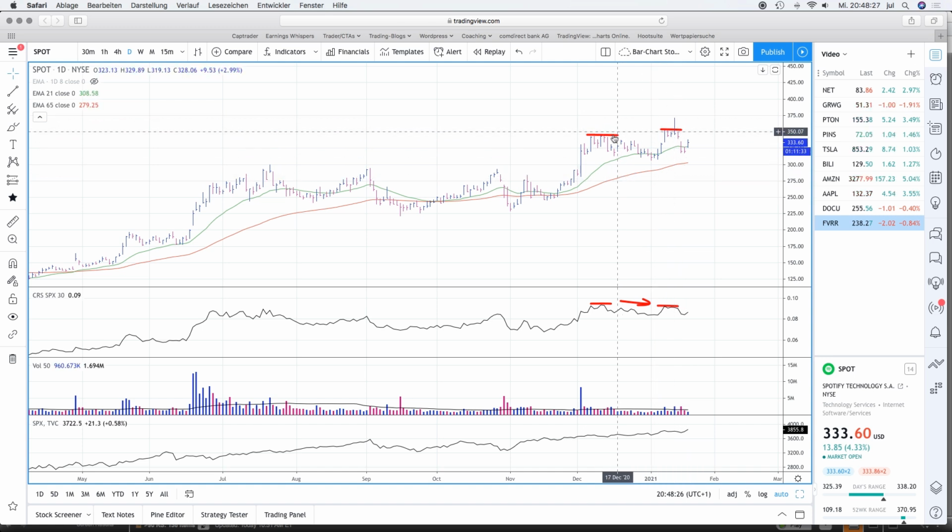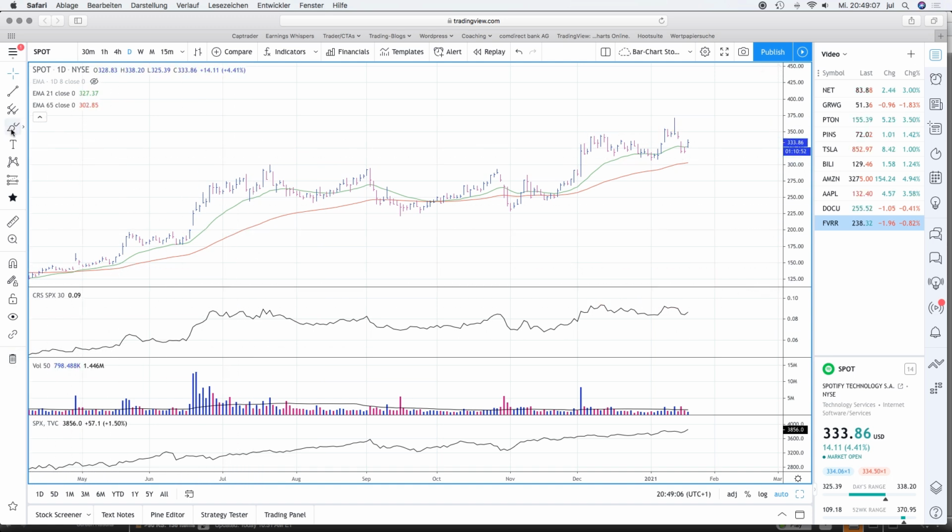And this is what I told you at the beginning of this video. So when the RS line is not in sync with the price, you either see that the stock will turn into a consolidation or a small correction, or you see a lot of failed breakouts. And when you see that the RS line is not confirming the new price high, you can be defensive. You can sell a little bit. You can tighten your stop loss a little bit so that you get stopped out much earlier and reduce your loss.